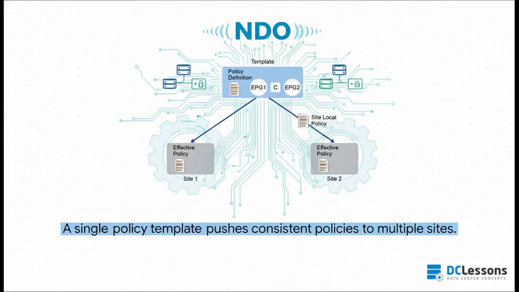This diagram just shows the concept perfectly. Up at the top, inside the NDO template, that's where we define our policy. So for example, EPG1 could be our web servers group, and EPG2 could be our database servers. That C in the middle, that's the contract, the rules that say exactly what traffic is allowed between those two groups. By just tying this one template to Site 1 and Site 2, NDO automatically pushes all the necessary configs down to both ACI fabrics. It guarantees that the security policy between your web and database servers is identical everywhere.